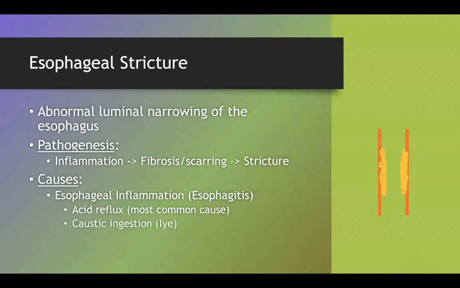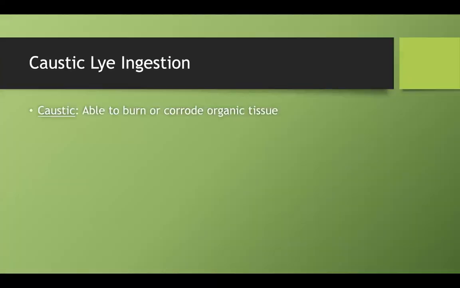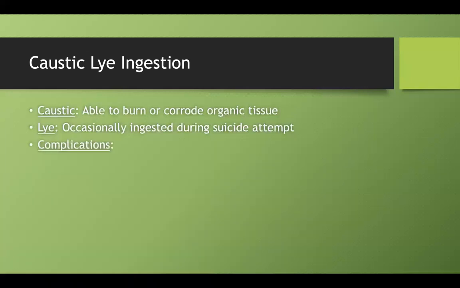You can also get it through something called caustic ingestion, of lye. And I want to talk a little bit about this. I don't remember this being tested in step 1, but it is step 2 fodder, so it's useful to know. So anything that's caustic just means it can corrode organic tissue. So it's really, really dangerous to ingest this. And usually it's ingested during a suicide attempt that's incomplete. And the complications of this is that because you have this inflammation and these strictures and this really, really dangerous substance, it could actually lead to strictures as well as squamous cell carcinoma.